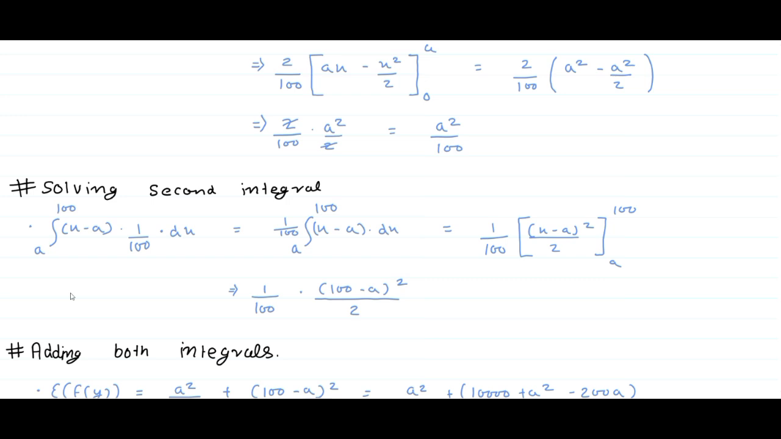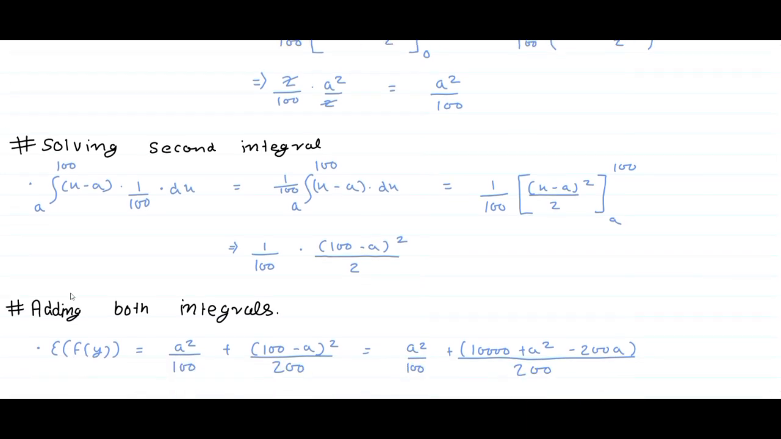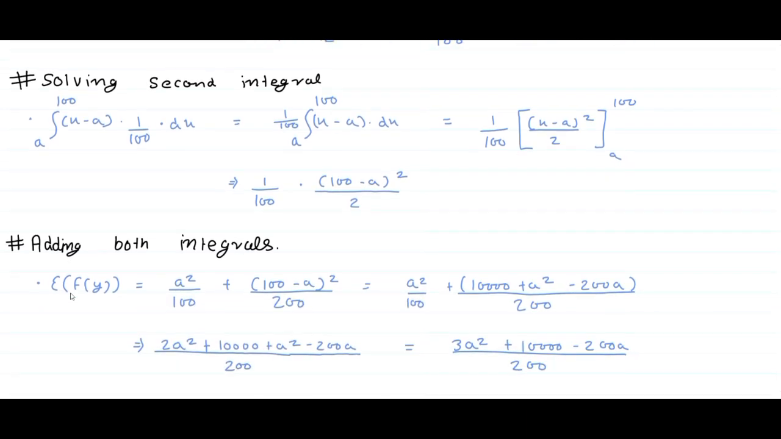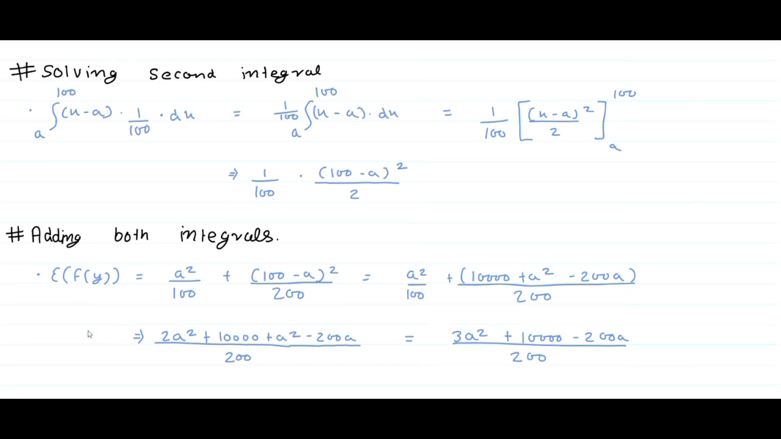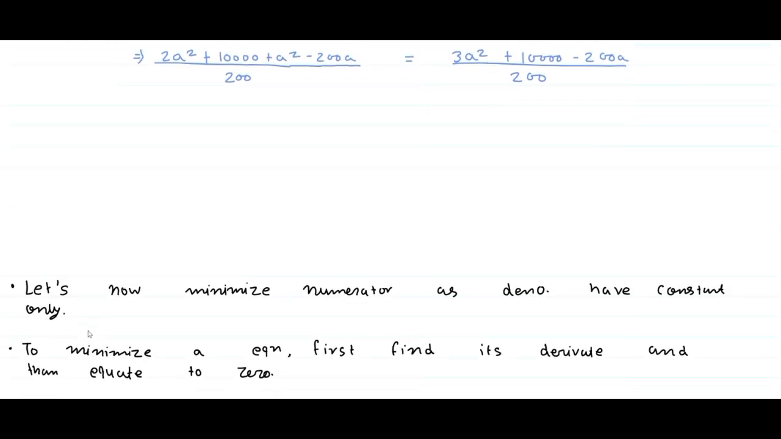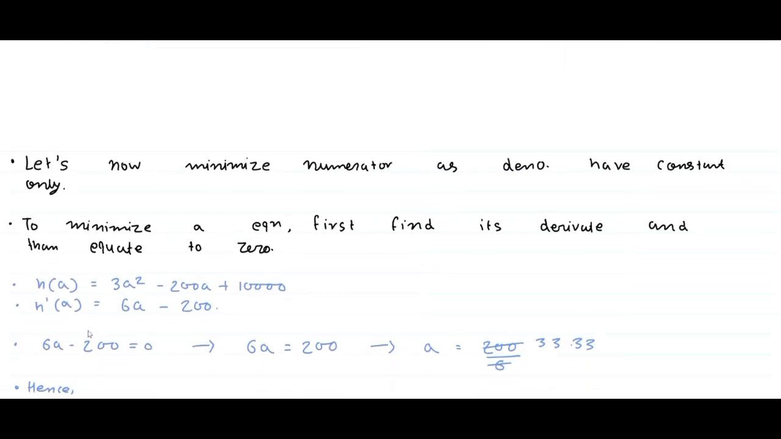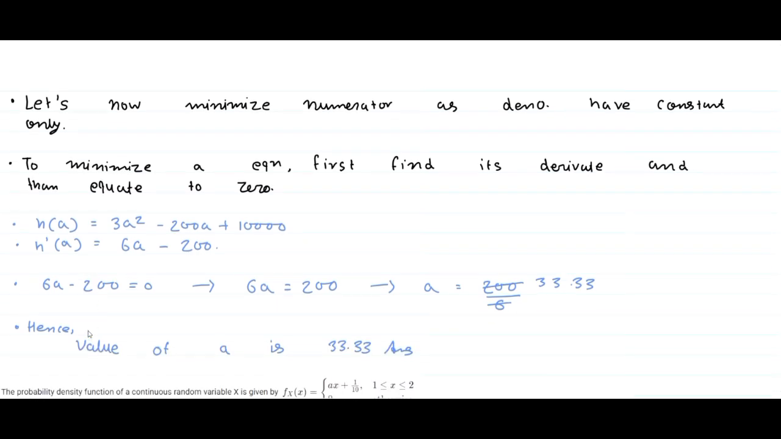Now if we add both integrals to get the expectation of f of x, then it will be equal to (3a square plus 10,000 minus 200 times a) divided by 200. Let us now minimize the numerator part, as only the numerator has the variable a in it. We know that to minimize an equation, we have to differentiate the equation and then equate it to 0, later find the value of the unknown. And for that value of the unknown, the equation will have its minimum value.